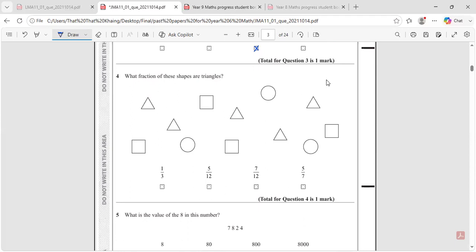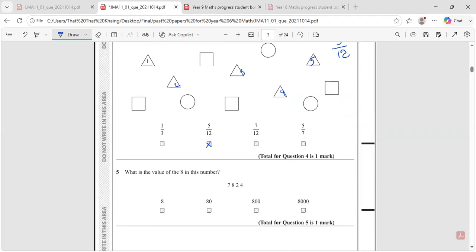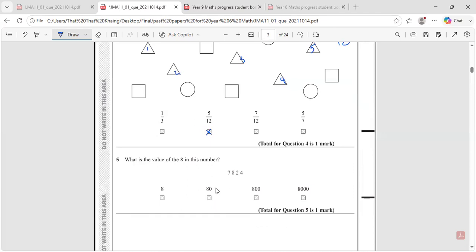So how many shapes are there? Can you see? 1, 2, 3, 4, 5, 6, 7, 8, 9, 10, 11, 12. There are 12. So how many are triangles? 1, 2, 3, 4, 5. So answer will be 5 over 12. For number 5, what is the value of the 8 in this number? Value of the 8. The 8 is in which digit? Hundreds digit. So answer will be 800.